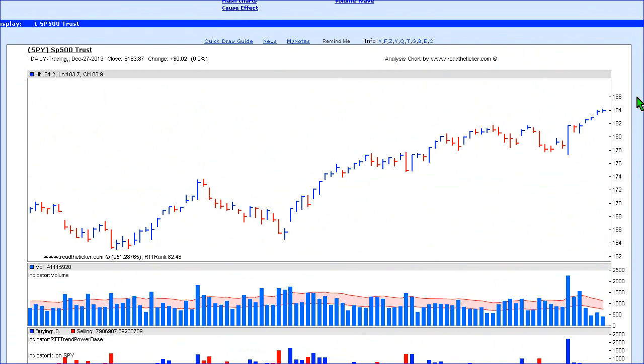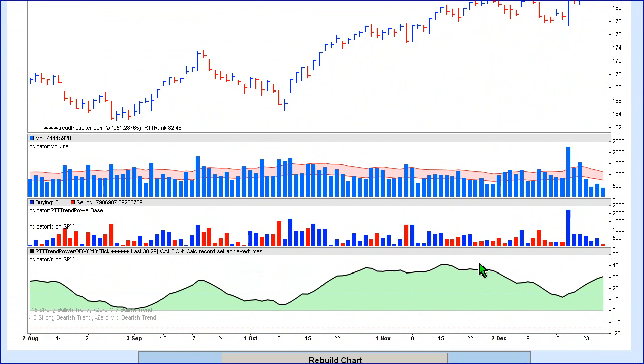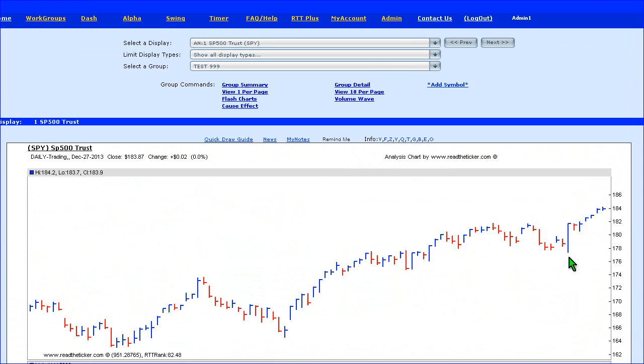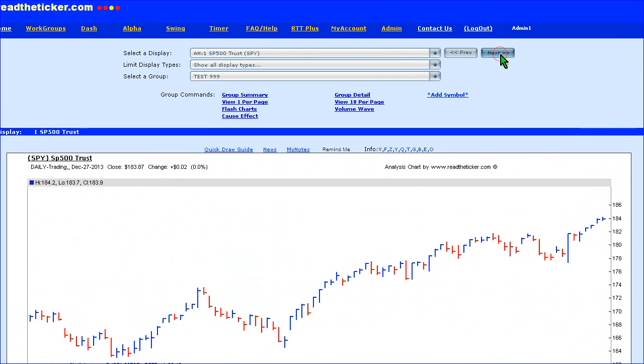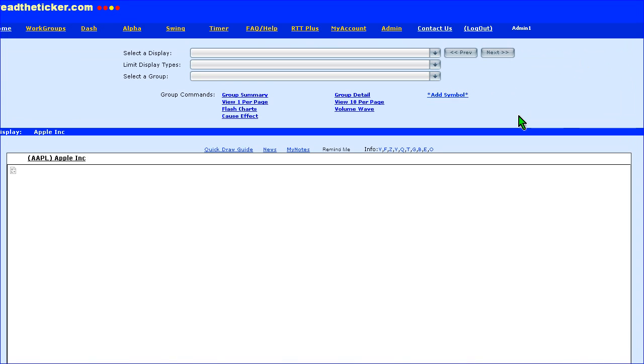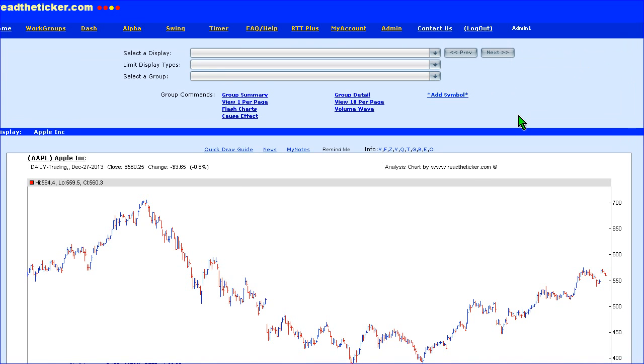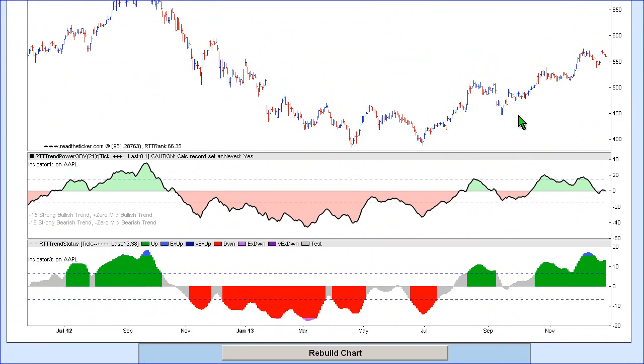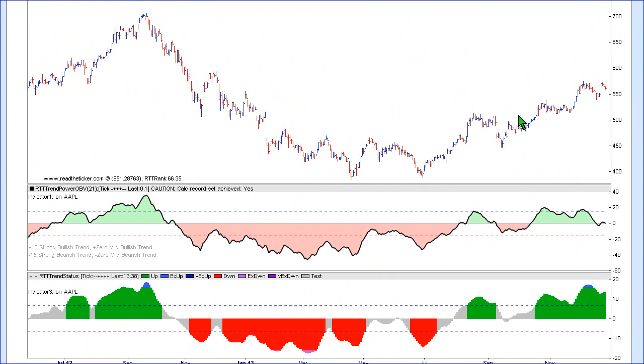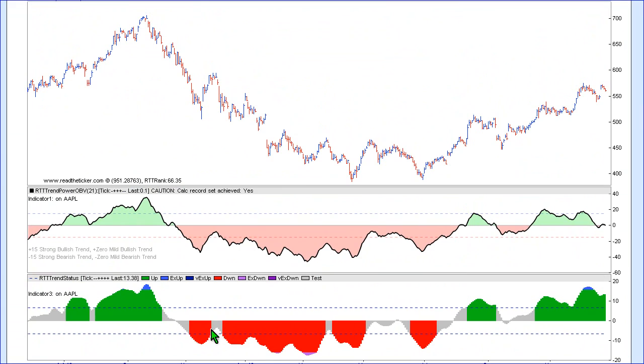The other advanced thing to consider when you're looking at the RTTTrendPower is that we know it's a price and volume indicator, but it means nothing unless you compare it to something. Here we have Apple. In the past, I have been using RTT trend status in comparison to RTTTrendPowerOBV. Now the RTT trend status is a pure price oscillator, whereas the OBV is actually a price volume oscillator.